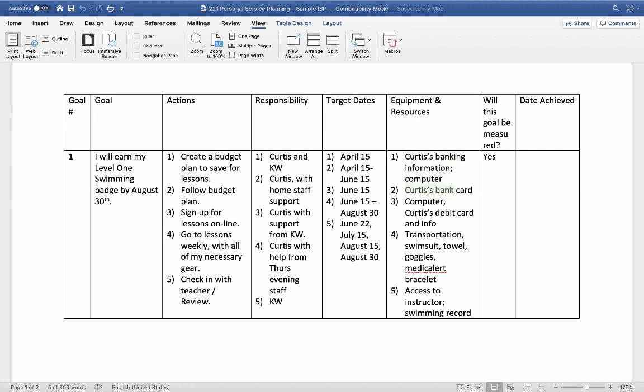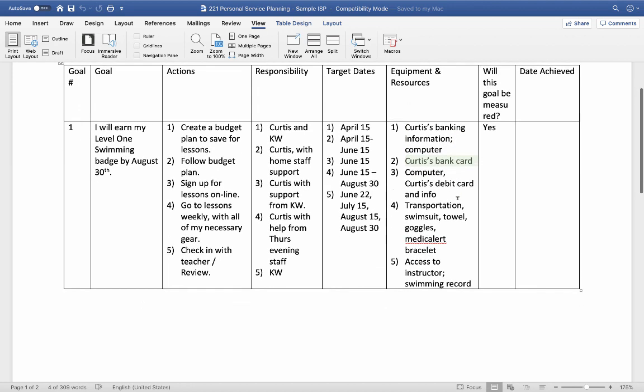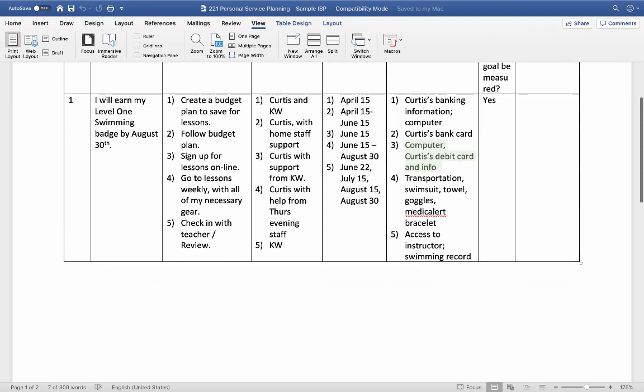I'll need his bank card if I'm going to be able to save money and deposit it. For the third one, I need to make sure that we go and actually bring the money, and we'll have to sign up online. That's why I have a computer. Number 4, we need a way of getting to his lessons. There's his transportation. He also, of course, needs a swimsuit and towel.